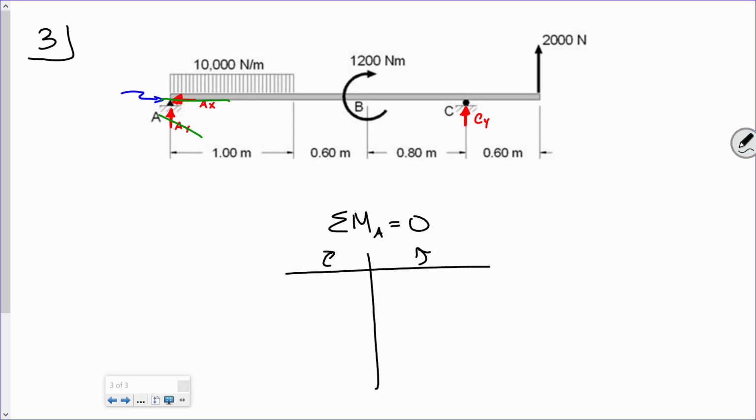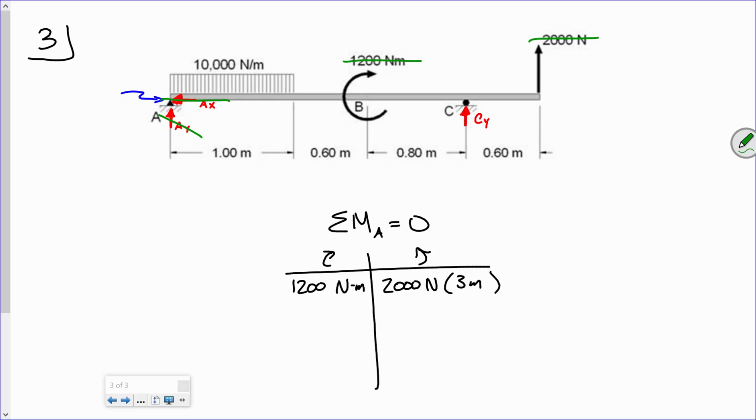Right side. So we put 2,000 newtons acting at a moment arm of what? 1 plus 0.6 plus 0.8, so that's 1.4, 2.4, so 3, right? Make sense? All right. So that takes care of that one. Now, the 1200, that is a concentrated moment acting in the clockwise direction. So you just straight put that number right there. Simple.